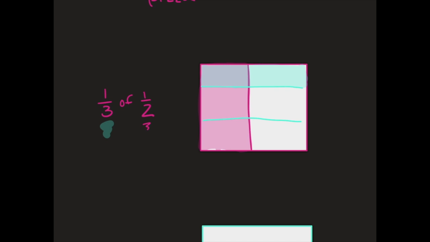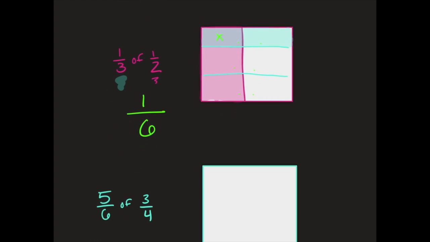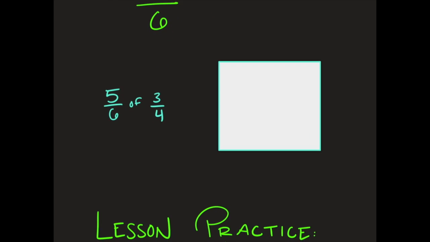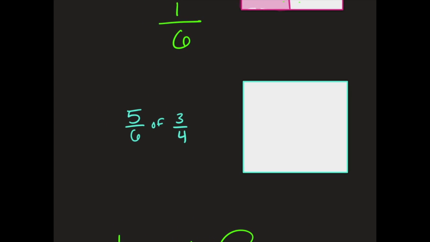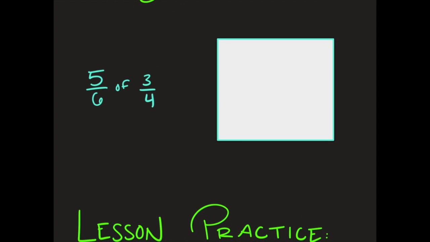Okay, and so my answer, my numerator, is going to be how many pieces are double shaded. I got this guy, 1, and then how many total pieces do I have? 1, 2, 3, 4, 5, and 6. So 1/3 of 1/2 is 1/6. And then one final last example for us to try. I made it kind of like a larger number for us to look at. I have 5/6 of 3/4.